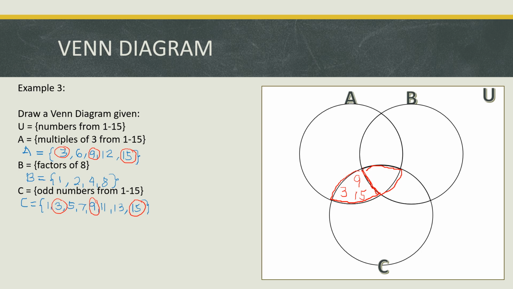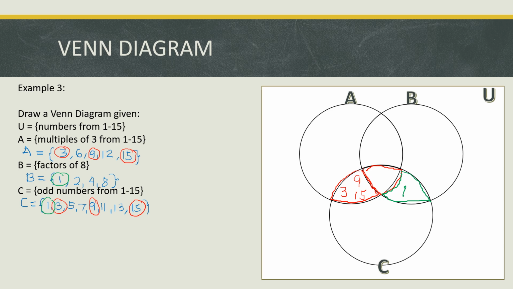Now, let us check this part. This part is the intersection of set B and set C, which does not overlap with circle A. Or we can only see those elements on both set B and set C, but not on set A. So what are those? We have 1 for sets B and C. What else? There's no other element aside from 1 that we can see on both set B and set C.